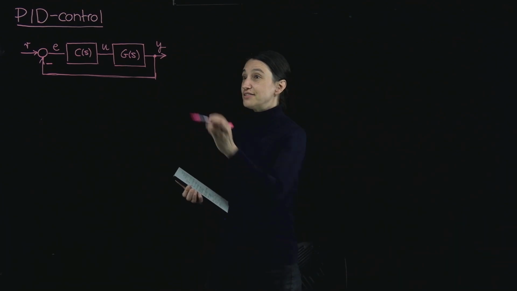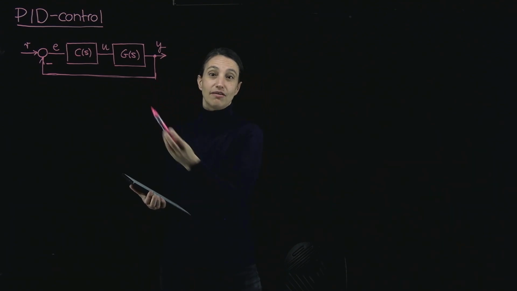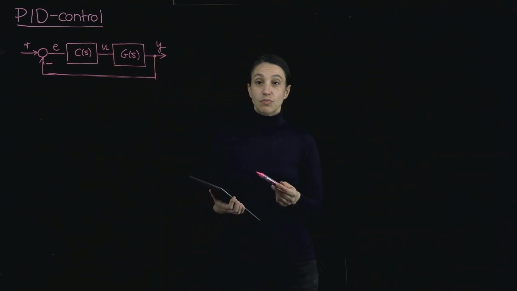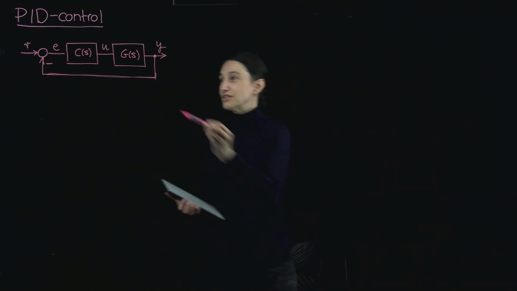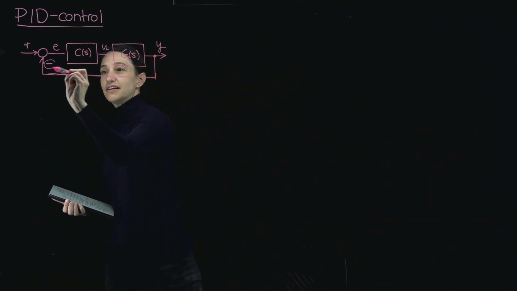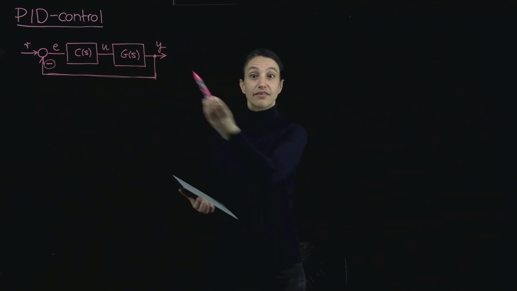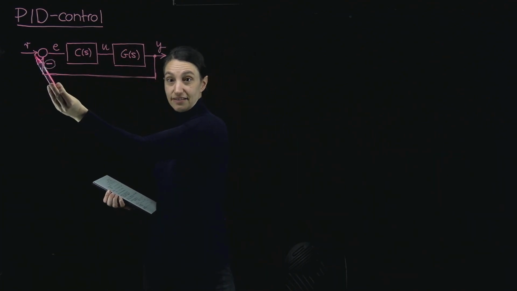So to remind you, this is the basic of our control system. We call this feedback control, and remember we do negative feedback. So we have a minus here. We're comparing the process variable and the reference point.